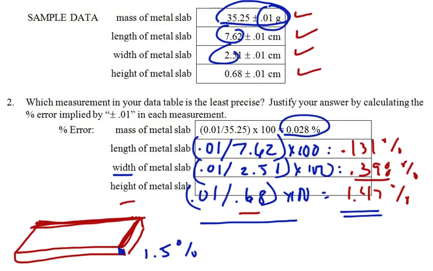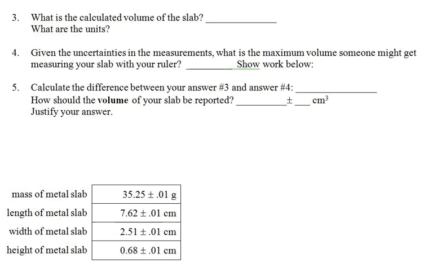So the mass is way, way smaller than 1%, and as the length gets smaller, smaller, smaller, the percent error gets larger and larger. So we have to be really careful about this last measurement, the tiny measurement. That's what's going to throw off our answer the most. Now look at 3. We ask, what's the volume of the slab? Well, that's very simple. Let's just take our length times our width times our height. Each one of those is centimeters, so it's centimeters times centimeters times centimeters.